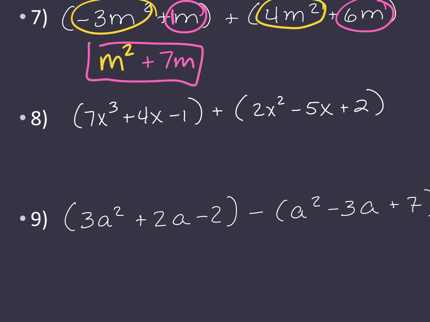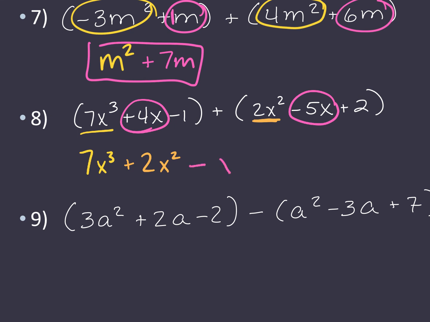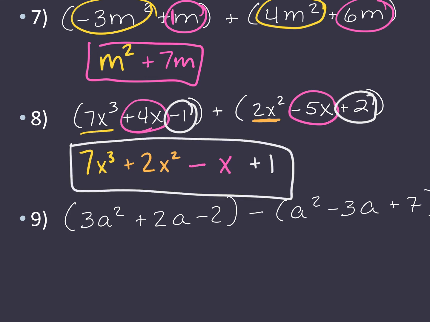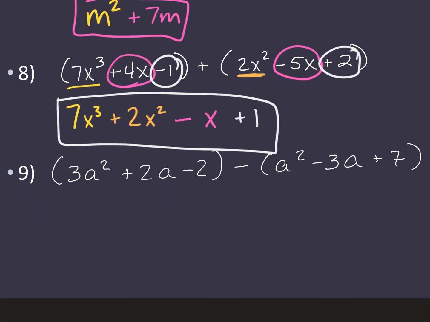For number 8, I'm going to start with my highest degree, which is 7x cubed. So I start with the 7x cubed. Then I'm going to go to my squared term. So that would be 2x squared. I don't have anything to combine with those, no other like terms, so we just write those down. Then I have plus 4x minus 5x. So 4 minus 5 would be -1. So this is -1x, but when our coefficient's 1, we don't write it. And then lastly, I have -1 plus 2. So -1 plus 2 would be 1. And that would be our answer. So because I have an x cubed, x squared, just an x, and a constant, these are not like terms, can't combine them. We leave our answer like this.